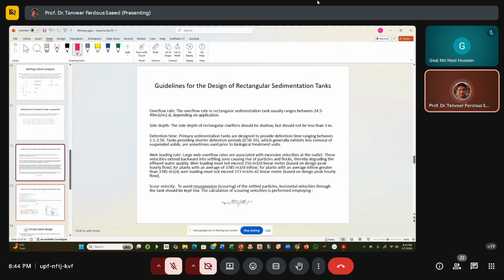So for weir loading rate, the guidelines are given here. It must not exceed 250 meter cube per day per linear meter. That means for every linear meter of weir, the loading must not exceed 250 meter cube per day, when the overall treatment plant is designed to receive a flow of 3785 meter cube per day. Okay. Is it clear? Yes, sir. It's clear.